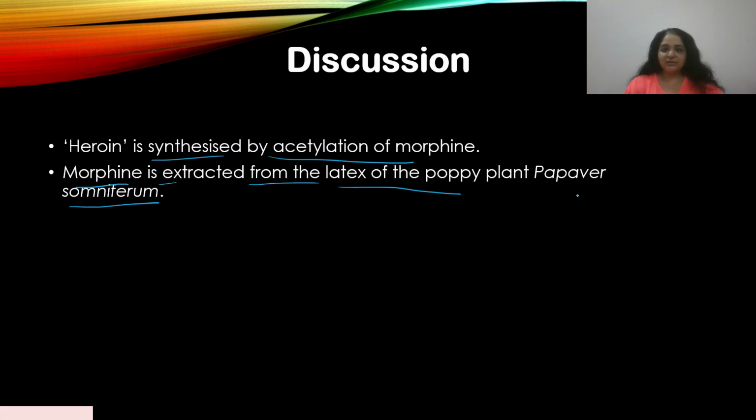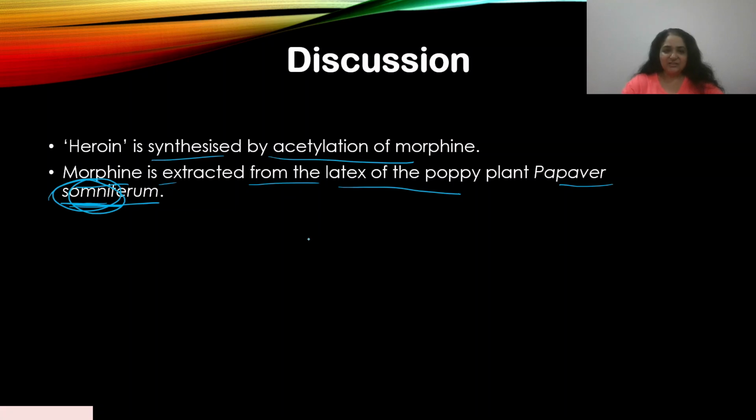So from the latex of the poppy plant, Papaver somniferum, you get this morphine. Now somni is associated with sleep. If you ever see this word, connect that, like insomnia is lack of sleep, right? So somni is like a hint. I'm just giving you a clue if you ever get confused in the exam or anywhere in life. If you see the word somniferum, you should associate that with morphine. So that's one way of remembering this.